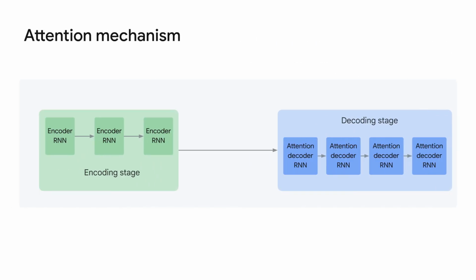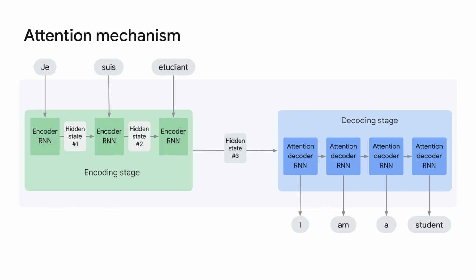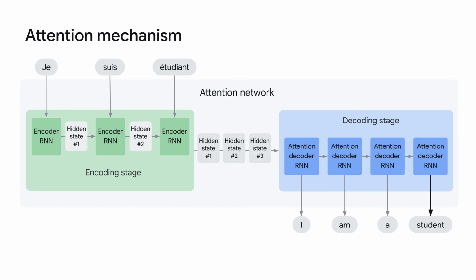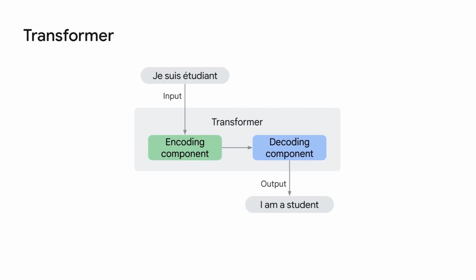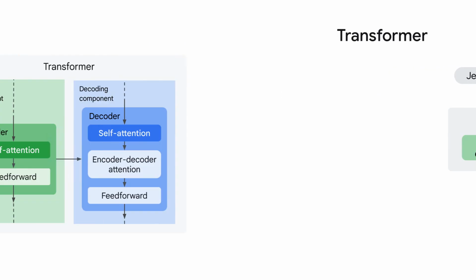To improve the encoder-decoder model, you can add an attention mechanism to it. The major change is that this new model involves not just sending the last hidden vector to the decoder, but sending every hidden vector at each time step. This approach improves the performance of the model by teaching it where it has to pay attention based on the attention weights. You then learned about Transformer, which is built on the attention mechanism.